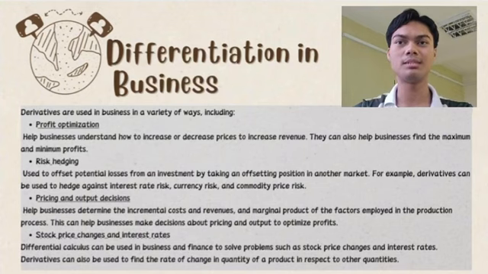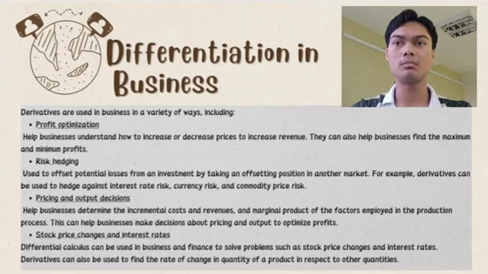Derivatives are used in business in a variety of ways, including the first one, profit optimization. It helps businesses understand how to increase or decrease prices to increase revenue. They can also help businesses to find the maximum and minimum profits. The second one is risk hedging. It is used to offset potential losses from an investment by taking an offsetting position in another market. For example, derivatives can be used to hedge against interest rate risk, currency risk, and commodity price risk.